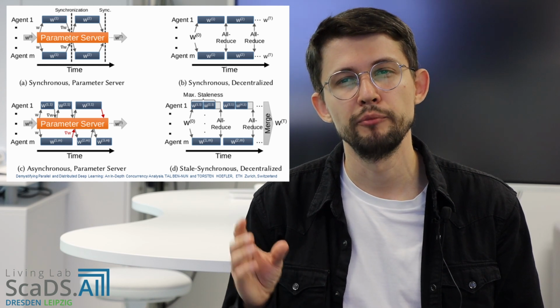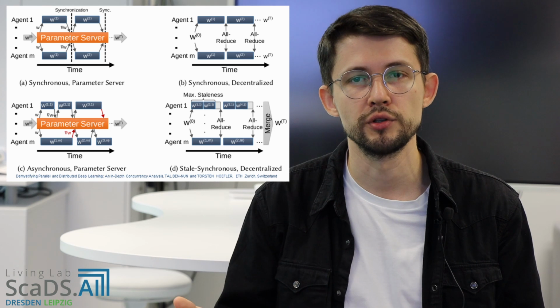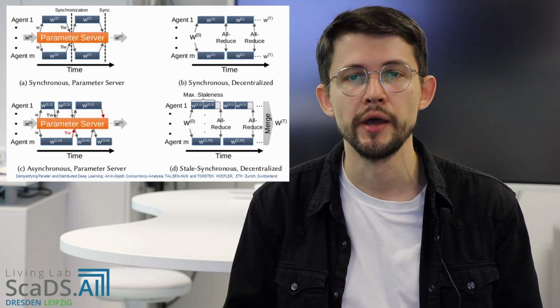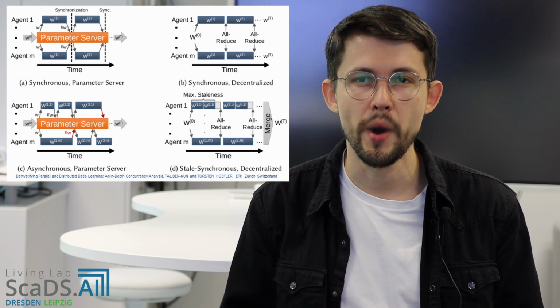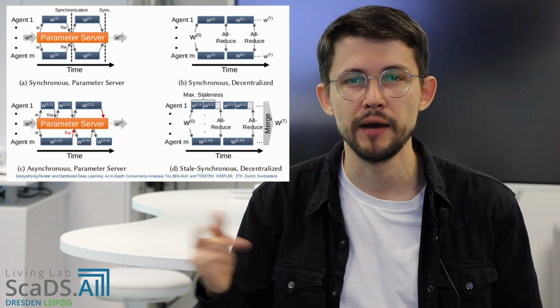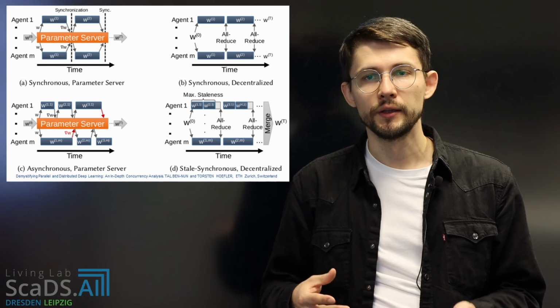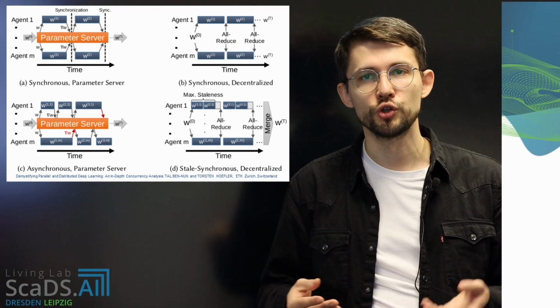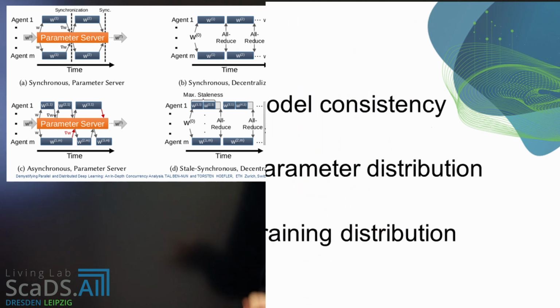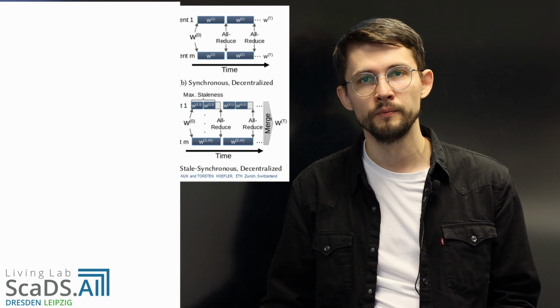Directly dividing the computations among not only processors and GPUs, but nodes, creates a distributed form of data parallelism, where all nodes have to communicate their updates to the others before fetching a mini-batch. To discuss and classify these approaches, we should consider model consistency, parameter distribution, and training distribution.